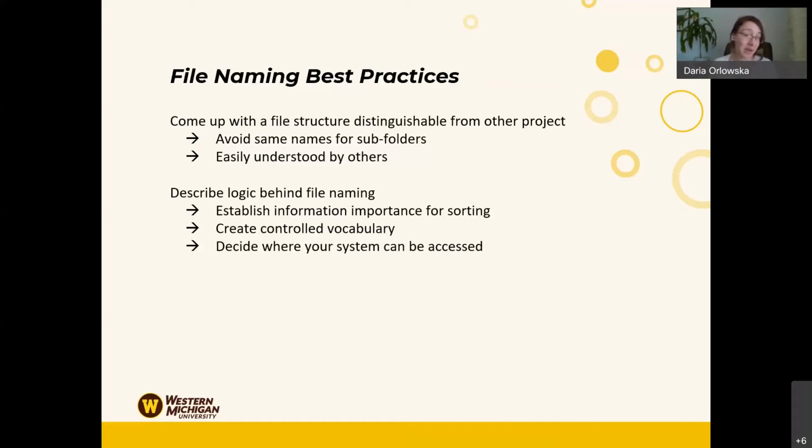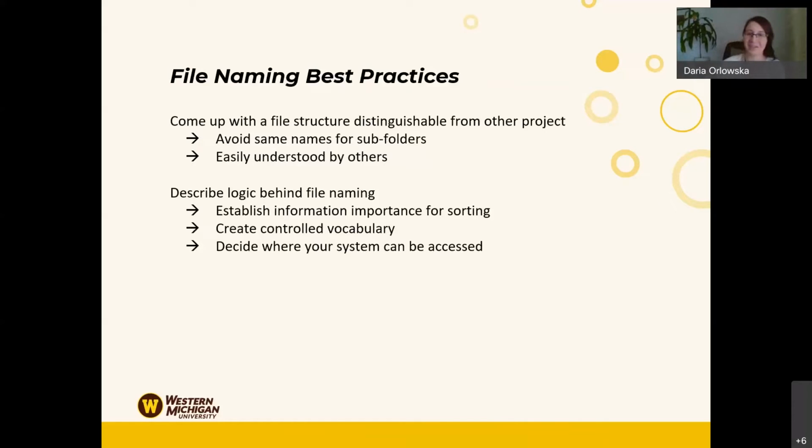It's important to think about the logic behind the file naming. As we talked about, establish information importance for sorting. What is the one thing that you want to find straight off the bat? Creating a controlled vocabulary is also a very good strategy for making sure everyone is on the same page. And decide where your system can be accessed.